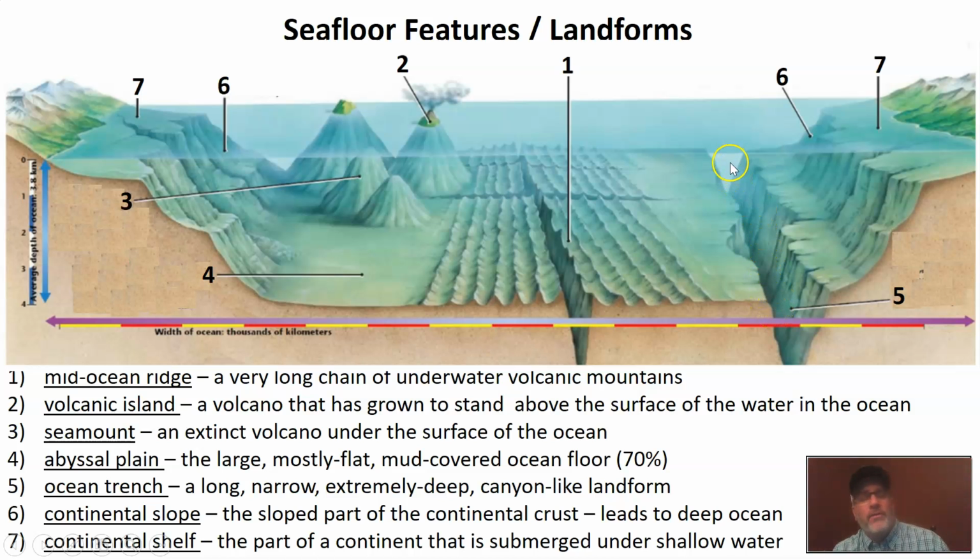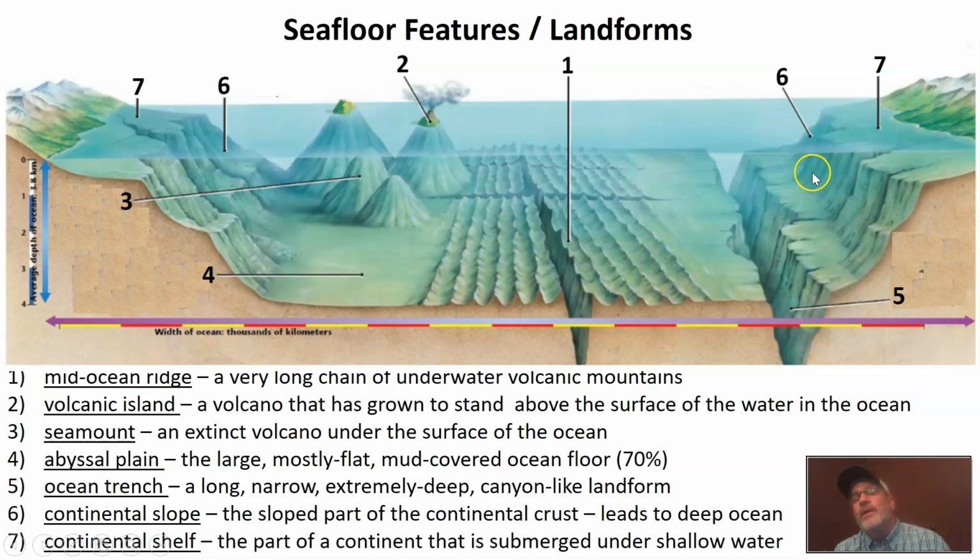And what these are, these really long, narrow, and extremely deep canyon-like features that we find on the seafloor. As we look at six, please notice that we have this on either side. Here we can see the place where we begin to get into the continental crust. All of this stuff in here, this is all oceanic crust. These are all oceanic landforms.